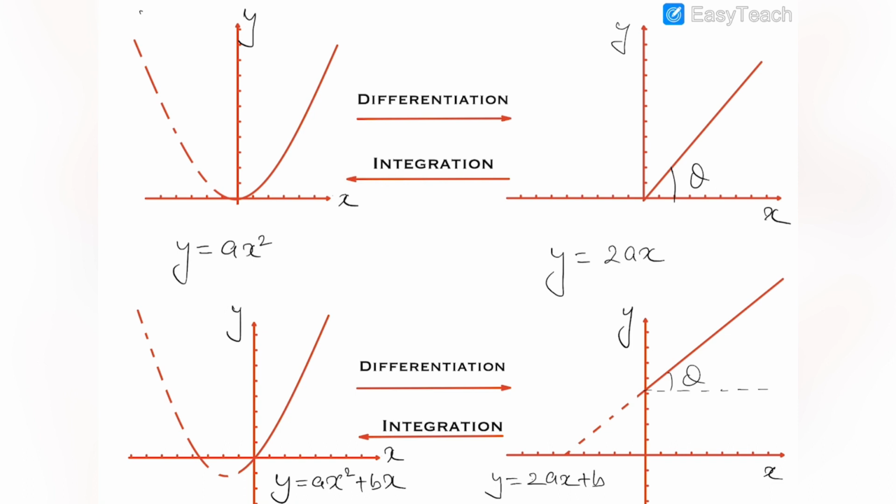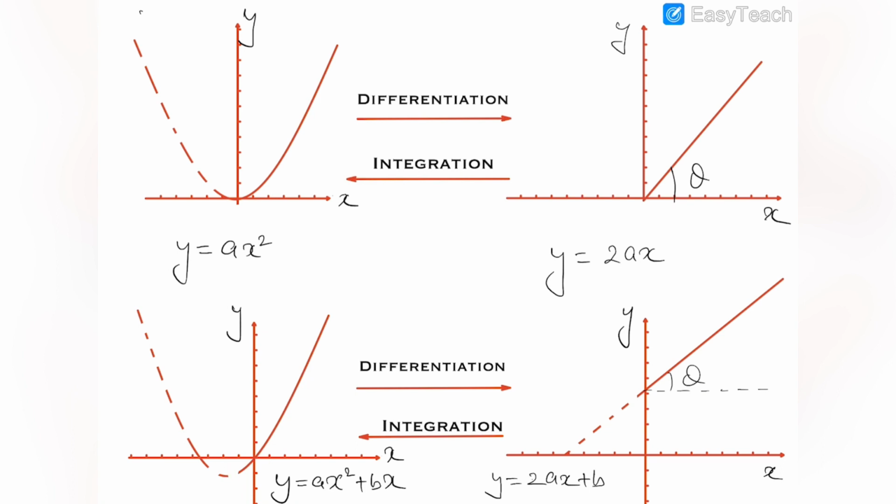Okay. Now what if this parabola does not have its base at the origin? So this is a parabola which does not have its base at the origin, but it is passing through the origin. This parabola has the equation y is equal to ax square plus bx. If we differentiate this kind of parabola, you would get y is equal to 2ax plus b. So this is again a straight line going up, but it is not passing through the origin because this parabola does not have its base at the origin.